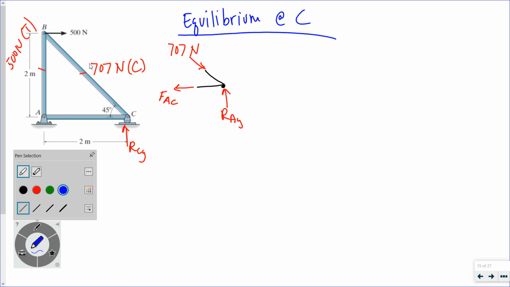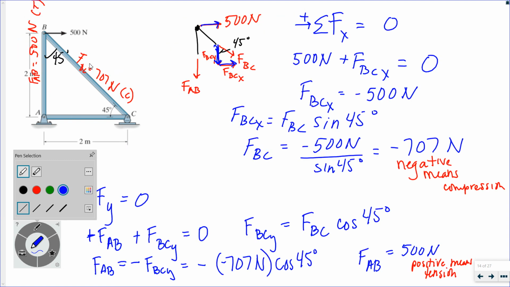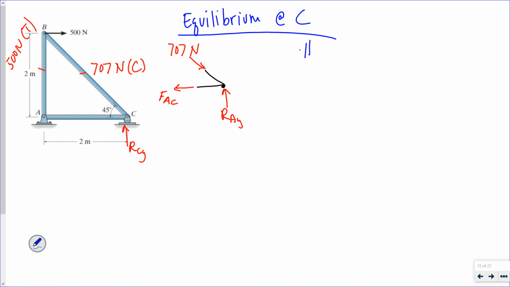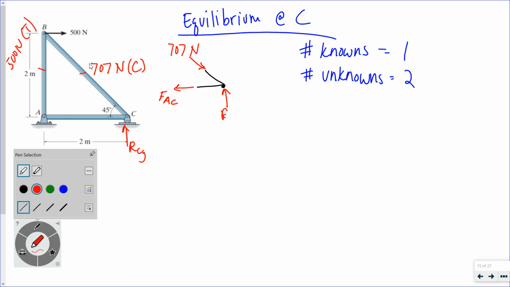I have, let's see. How many knowns do I have? One, I know 707 newtons. Number of unknowns is 2, that force in AC, and the reaction at C. I should have written a C there. Reaction at C. So I can use equilibrium.